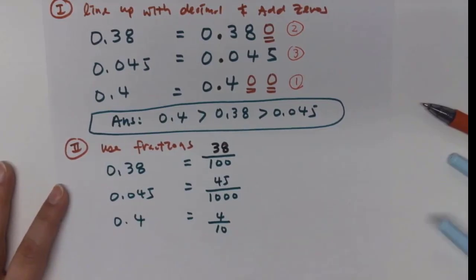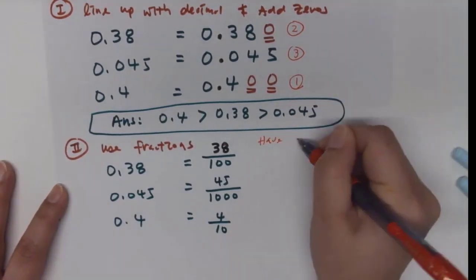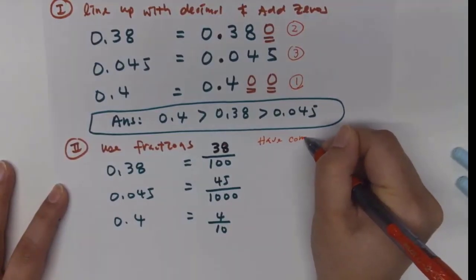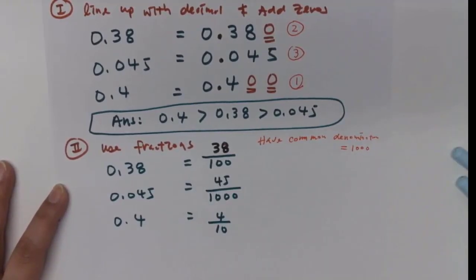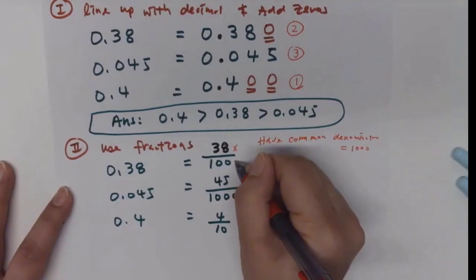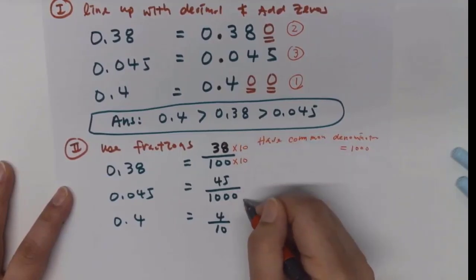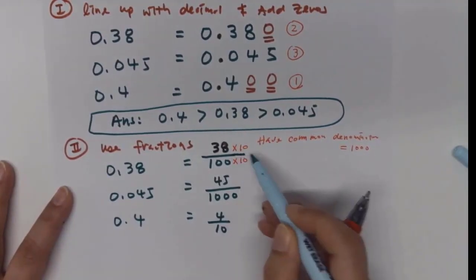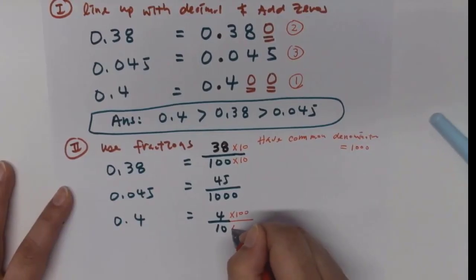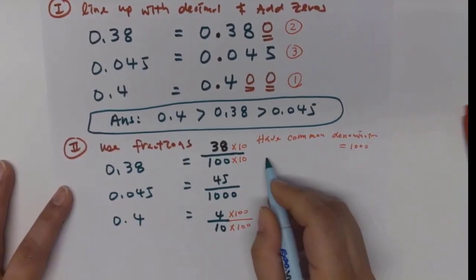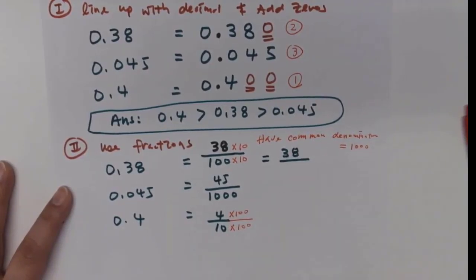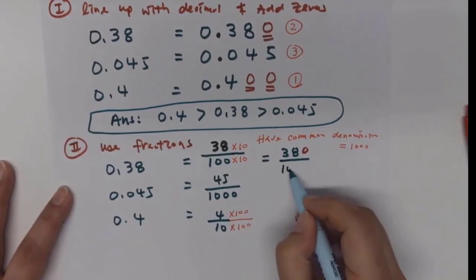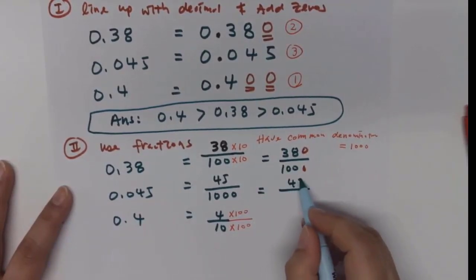How do I compare them? They're going to need to have the common denominator. What is the common denominator here? 1000. You can either add zeros, but if you just add 0, make sure you use a different color. Or the first one can multiply by 10, the second one, nothing, the last one, 100. Everybody will have 1000 at the bottom, right? So the first fraction will become 380 over 1000. The second one just stays the same.